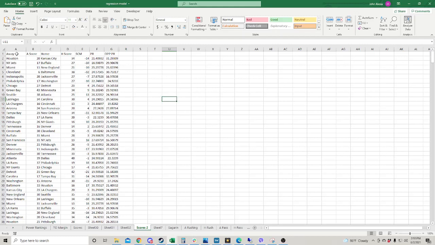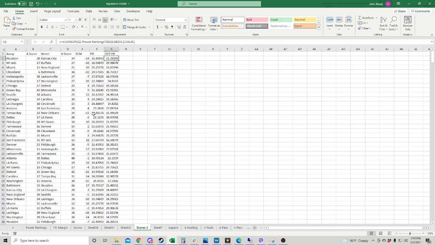I make a column for my away teams, their score, the away score, the home team, the home score. And then I want to calculate the scoring margin. Now we're going to do this from the perspective of the away team. You could do it from the home team perspective as well. Does not matter. It's going to work out the same. You'll see as we go. Now what I do is a simple VLOOKUP for the away team to find out what their power ranking is. And then I post that here in column F.